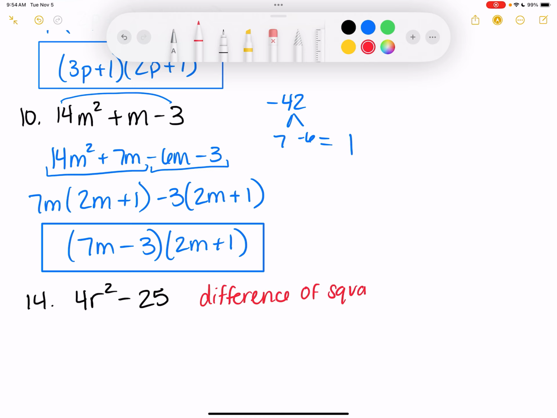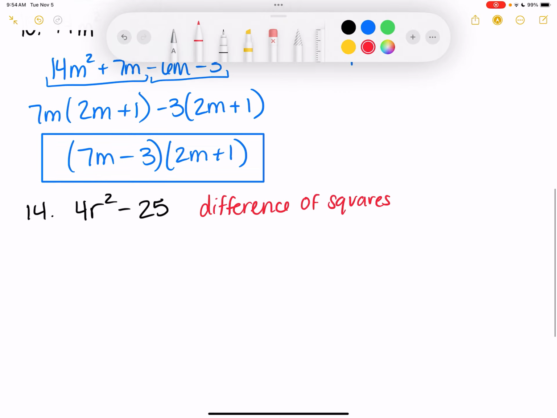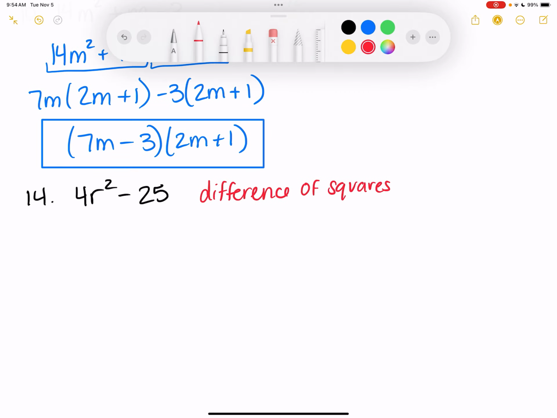I will also tell you that on occasion on the quiz or test, I may say that if you recognize it's a special type and you write the correct special type, you get a bonus point. So make sure you read the instructions to know if that's the case or not. So this is really, just for reference, 2r squared minus 5 squared. Okay? So how would this factor then? 2r minus 5 times 2r plus 5. Yep. So one's minus, one's plus, and it's just basically the numbers copied exactly.